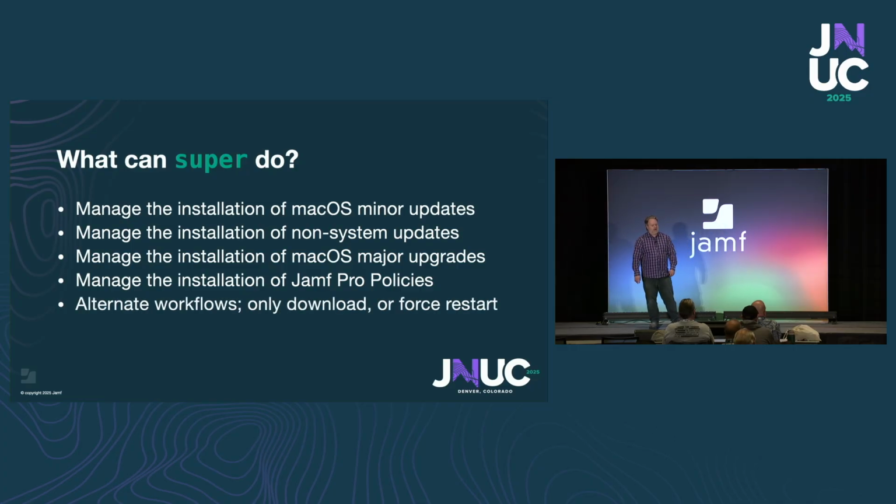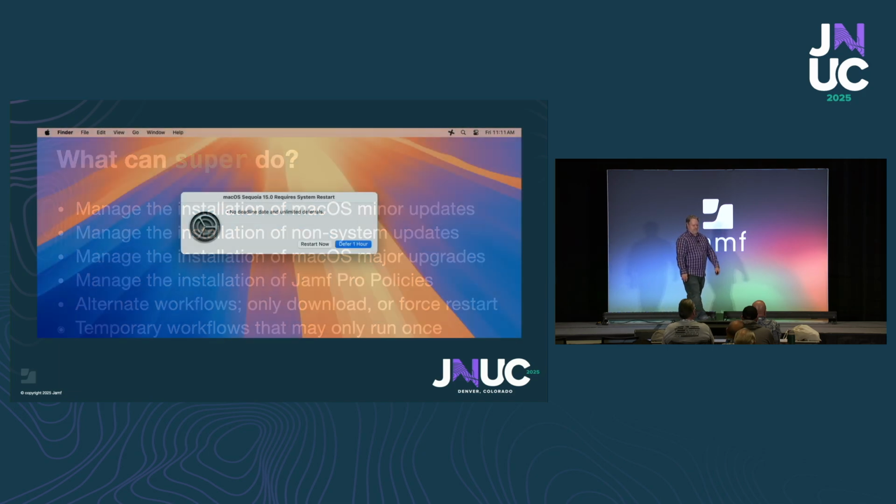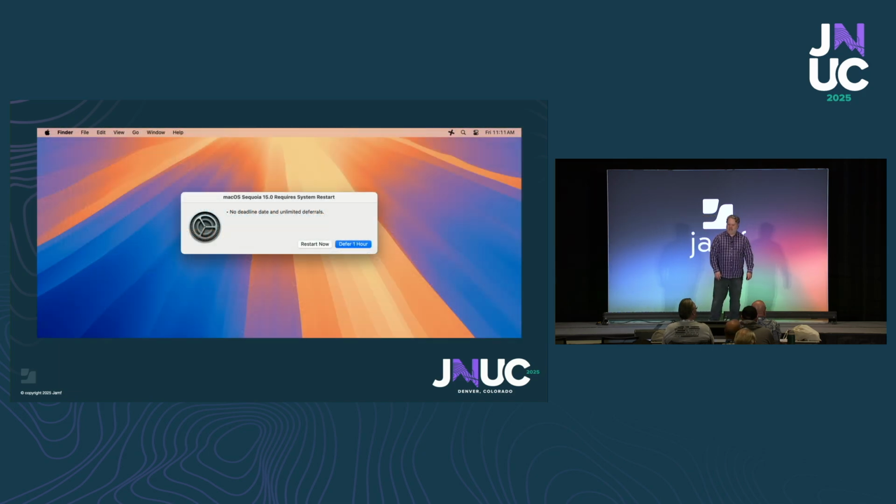It can also allow you to have alternate workflows, like let's just say you want a computer to restart every 7 days. Doesn't really have anything to do with updates, you just want that to happen. And then you can also have temporary workflows that might only run once in a while or just once ever in that workflow. And so this is what Super looks like.